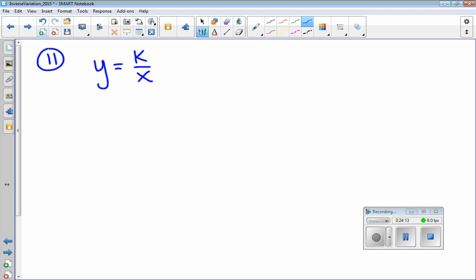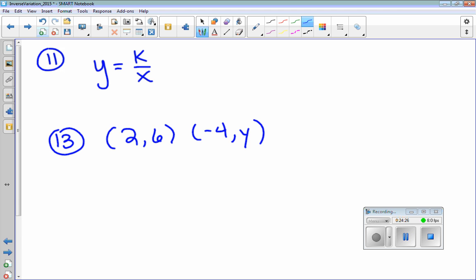Okay? So it says find the missing value. So let's do one like number 13. It says we have 2 ordered pairs that are from an inverse variation. We need to find the missing value. So think about the 3 steps I told you. The first one is always to find what? Your constant. And then, once I have my constant, I'm going to create a model. Once I have a model, then I'm going to solve for what I'm looking for. So that's my 3 steps.